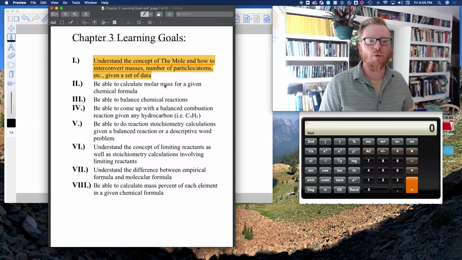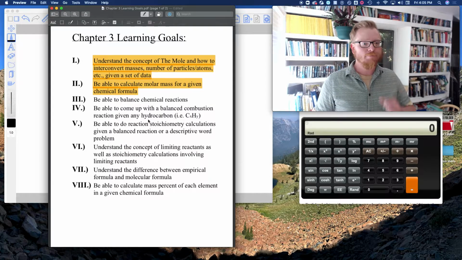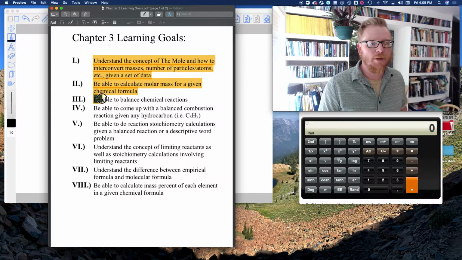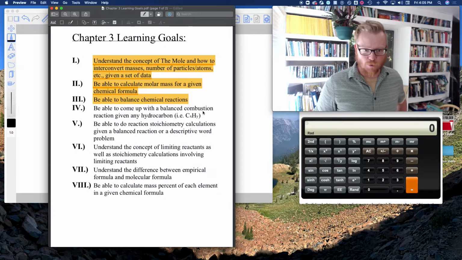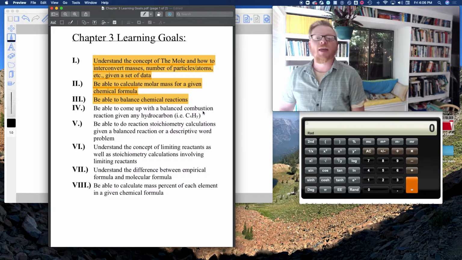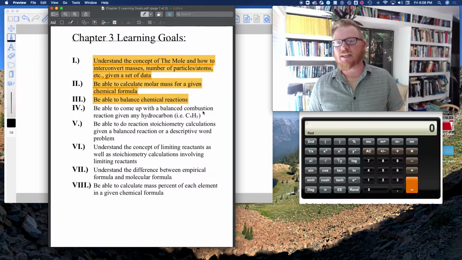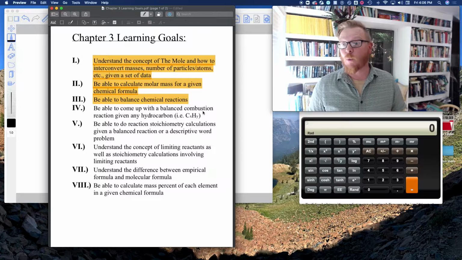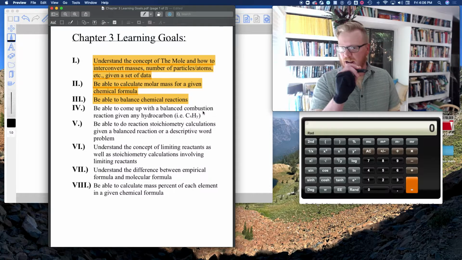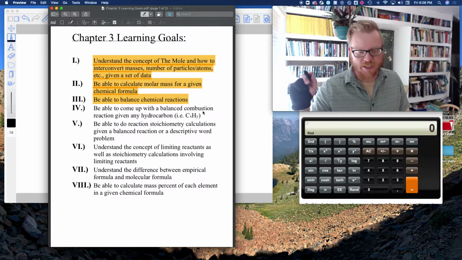Be able to calculate molar mass for a given chemical formula. Yep, we did that as well. Be able to balance chemical reactions. We definitely did that. And I understand you're only seeing me do this once or twice in the lecture, highlighting the learning goal, like, yep, we did it, move on.